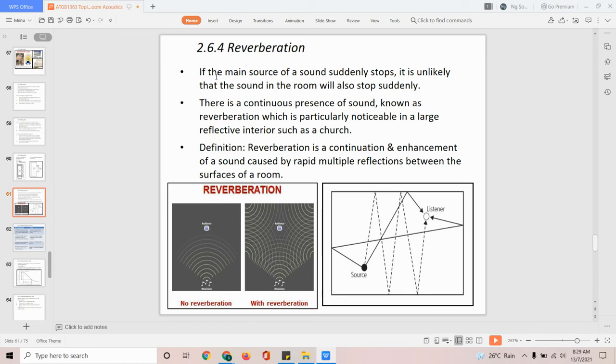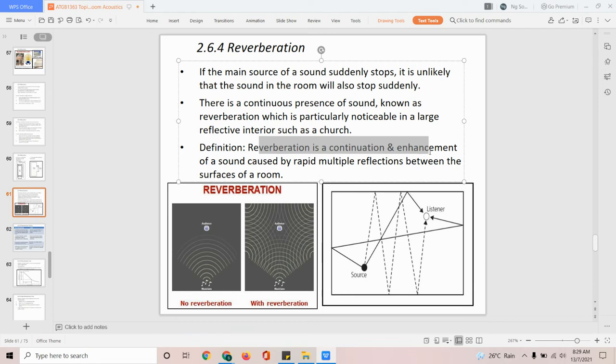Okay, so next we want to talk a bit about reverberation. If the main source of sound suddenly stops, it is unlikely that the sound in the room will also stop suddenly, because sound is actually a movement of energy. There will always be a continuous presence when we're inside a room because sound is always being reflected. That's why we have reverberation, as seen here.